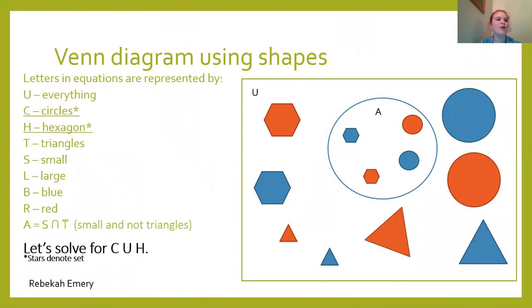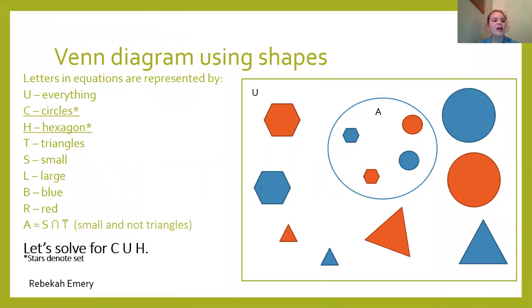Now let's look at a Venn diagram using shapes and determine how to solve the equation C union H. The information on this Venn diagram can seem very random when you first look at it, but by breaking the information down into recognizable parts, you'll begin to see how to create a union between two of the groups.